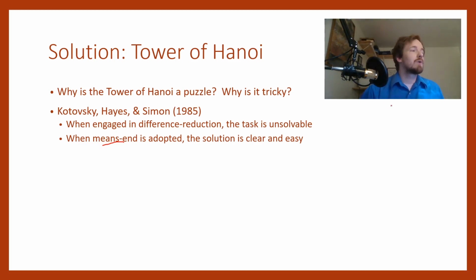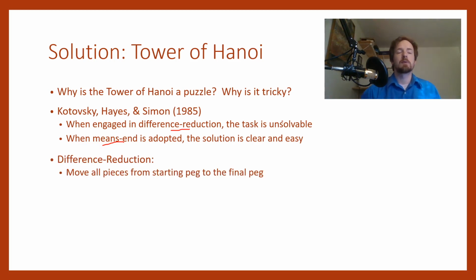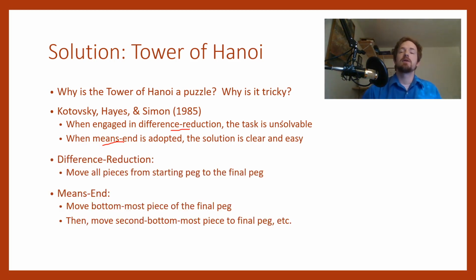And essentially what happened is that whenever people engaged in just a difference reduction task, they found the task to be unsolvable and unmanageable, and they couldn't do it. But whenever people were using means-ends analysis, they were able to solve it and complete it just by imagining these sub-goals that we would need to achieve in order to achieve this larger goal.